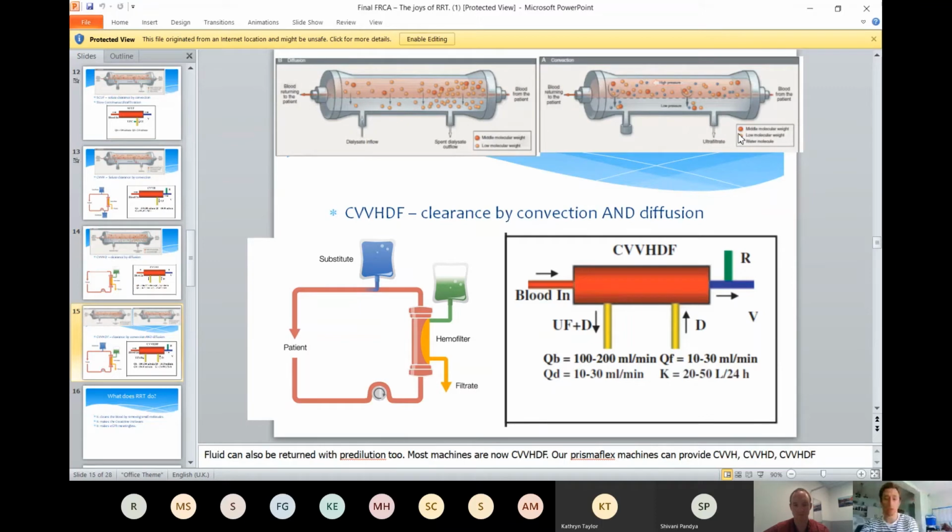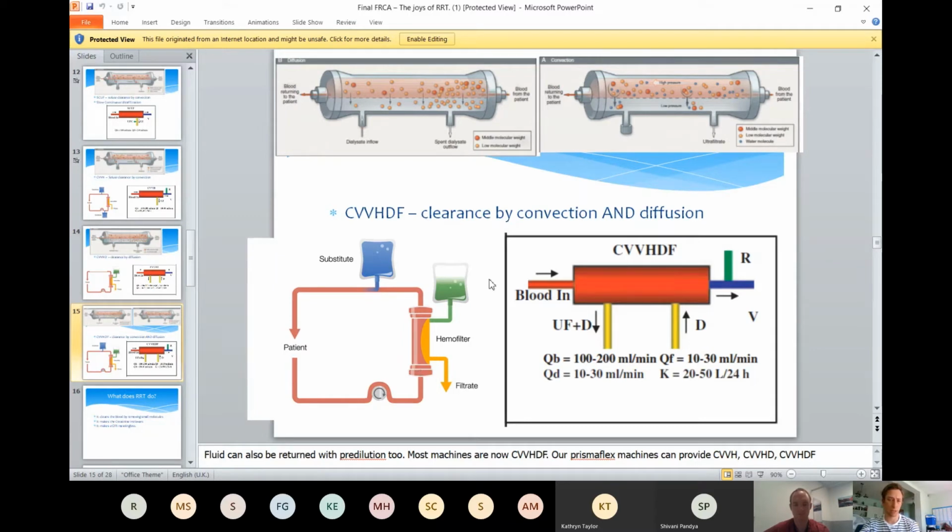And then you've kind of got a combo of the two, CVVHDF. So you've got the first one with the fluid pushing through, you've got some convection, you've got some electrolyte and kind of middle molecule, small molecule clearance. But then you've got the added dialysis with it that goes into the filter and against it. So you've got stuff not only getting cleared by convection as it's pushed through, you've also got stuff being cleared by diffusion, by the dialysis aspect of it, and that's CVVHDF.